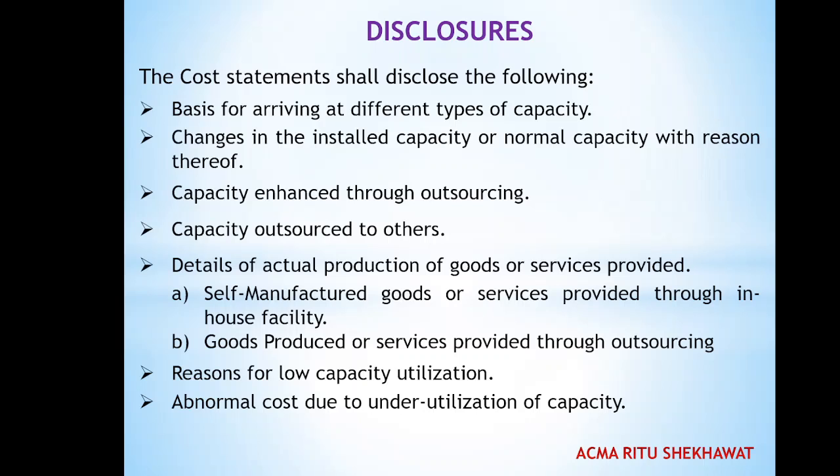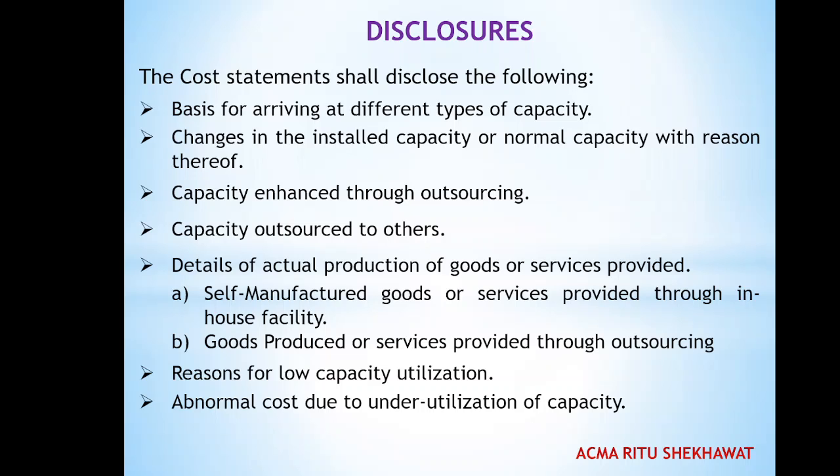The cost statement shall disclose the following. Disclosure is a very important part of CAS 2. We have to disclose many things. First, the basis for arriving at different types of capacity. Industry uses different types of capacity, so it is always preferable, especially in the cost statement and cost report, to refer to the costing policy about the basis of arriving at the different types of capacity. That will help to arrive at the normal capacity and actual capacity. This is the most important disclosure of the cost statement.